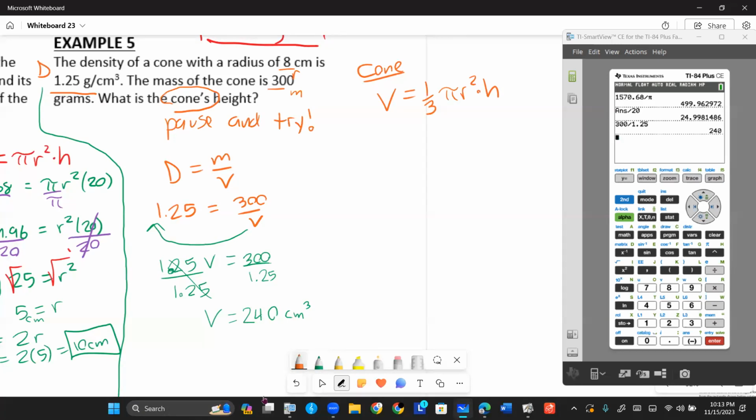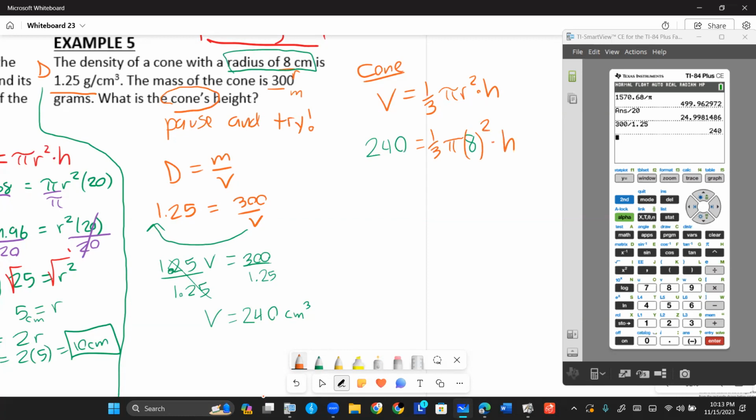Let's plug in the things we know. We know that the volume is 240, so I'm going to write 240 for V. We know that the radius is 8 centimeters. So I'm going to go ahead and write 8 in place of the radius. Everything else we don't know, so we're going to write 1/3 pi. We square the radius, and we do not know the height. In fact, we're trying to solve for the height.